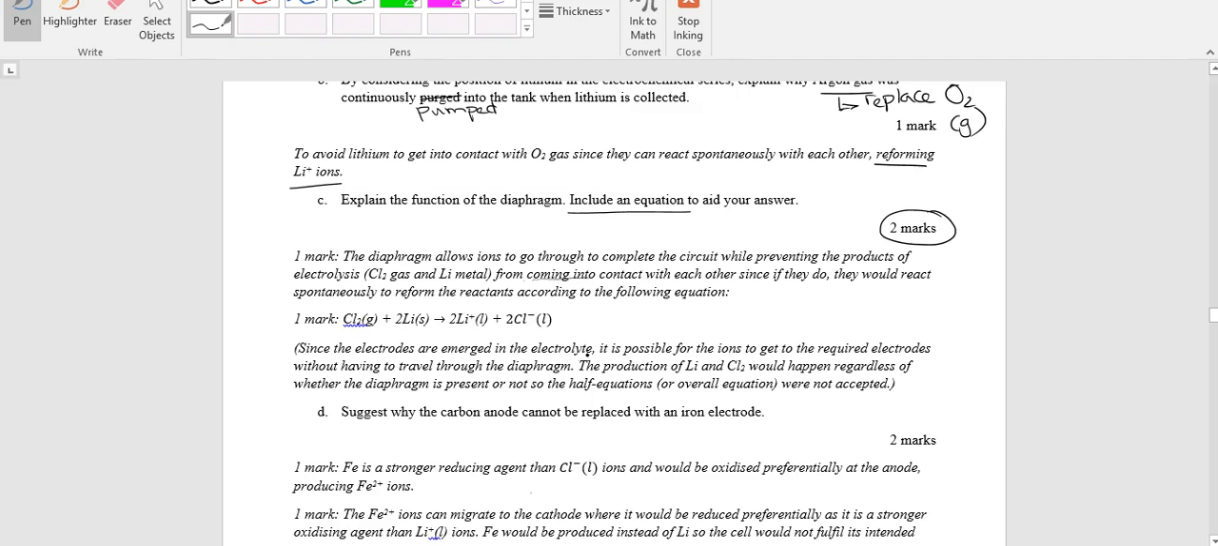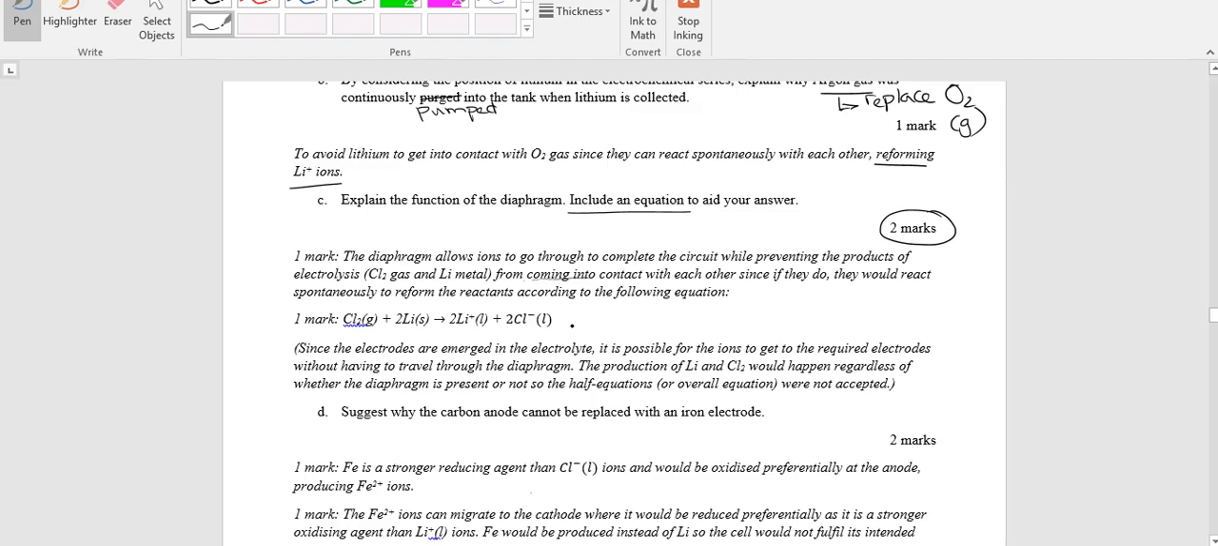And to expand that answer, you need to show me this equation, which is the spontaneous reaction between chlorine gas and lithium metal. So 1 mark for this, 1 mark for that. And unfortunately, I am not going to accept any other equation, mainly because this equation will happen if the diaphragm is not there. If you write the half equation at the electrodes or the overall equation of the cell, that can still happen. That's not why the diaphragm is there. So you need to show the equation that the diaphragm is trying to prevent from happening to get the mark.